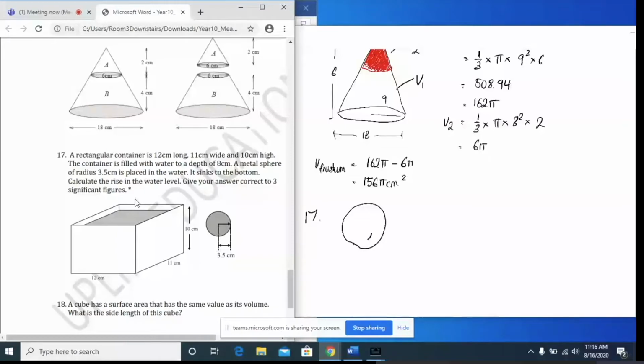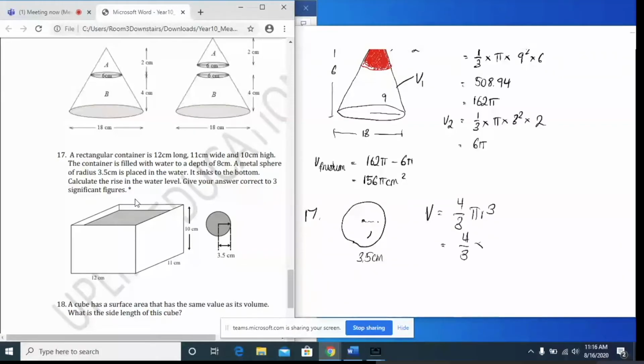Well, we're told that the sphere has a radius of 3.5 centimeters. So what we're going to do in that case is write out the formula for the volume of a sphere. There it is there. 4/3 pi r cubed. And we punch into our calculator the value of r, just like that there. We're going to get 343/3 pi. So that there is going to be the volume of our sphere.